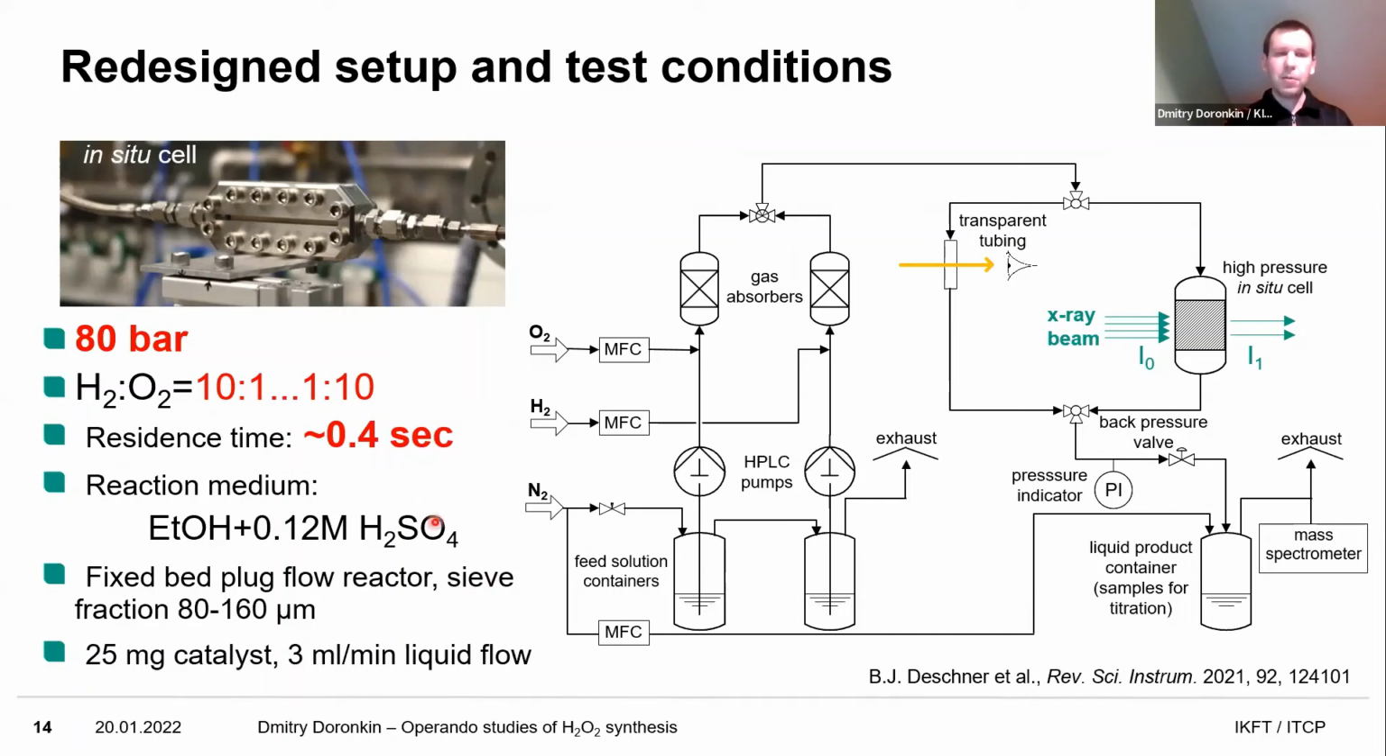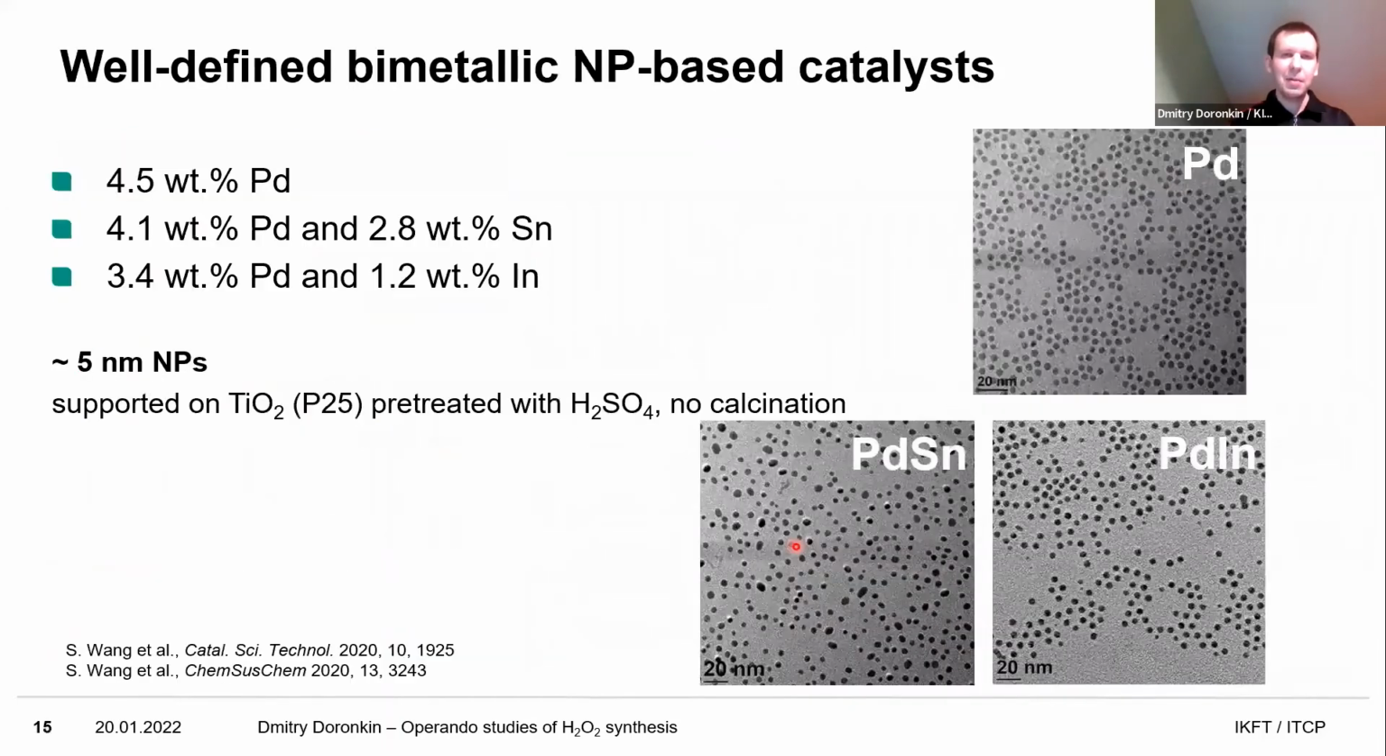Fixed bed plug flow reactor, in which the cell holds 25 milligrams of catalyst, with a 3 milliliter per minute liquid flow. I must say, for very long experiments like we had, in total 3 experiments took 1 week, we used about 70 liters of ethanol, which is a bit more than the normal user at the beamline uses. But that's how it is, we have to live with that.